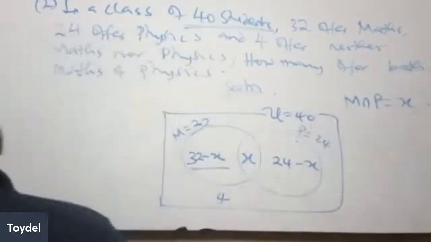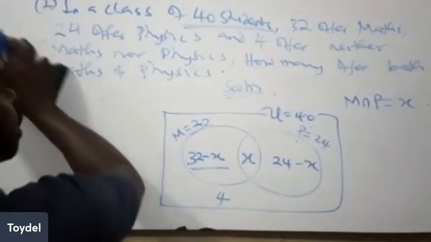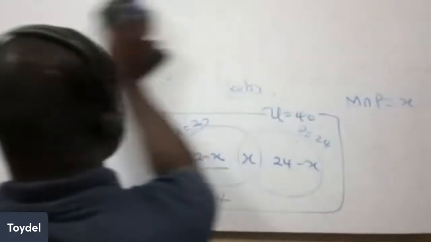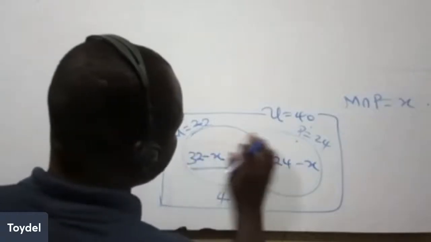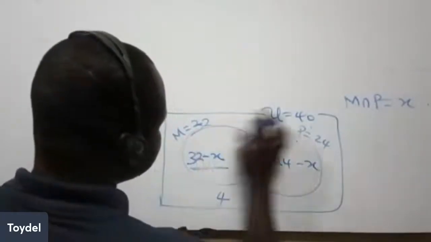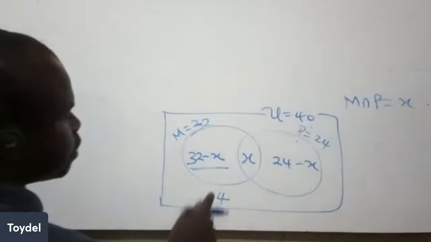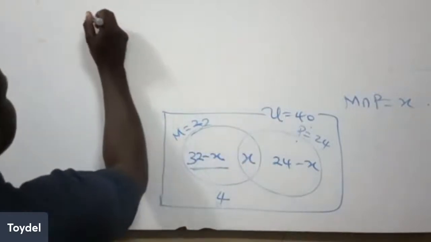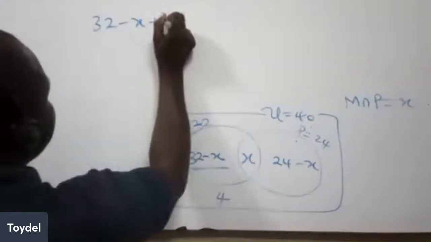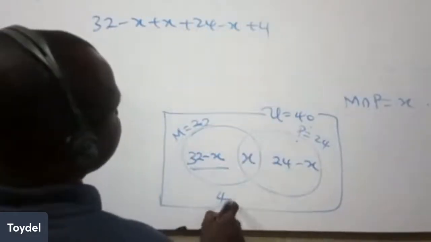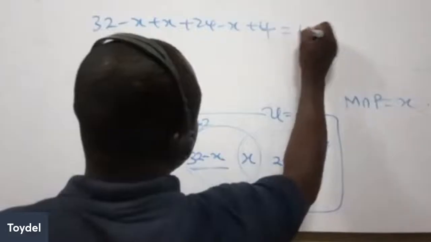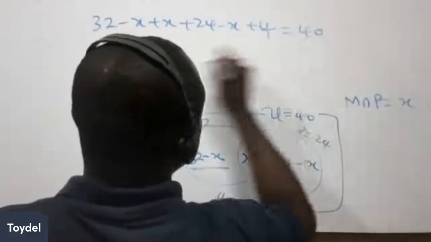So how do we now get x, which is the number of students that offer both mathematics and physics? So this is what we do. We are going to add up everything that we have inside this rectangle. We equate it to 40 just to be able to get the value of x. That is, we say 32 minus x plus 24 minus x plus 4 that did not offer any of the two is equal to 40. It's equal to 40, the total number of students.